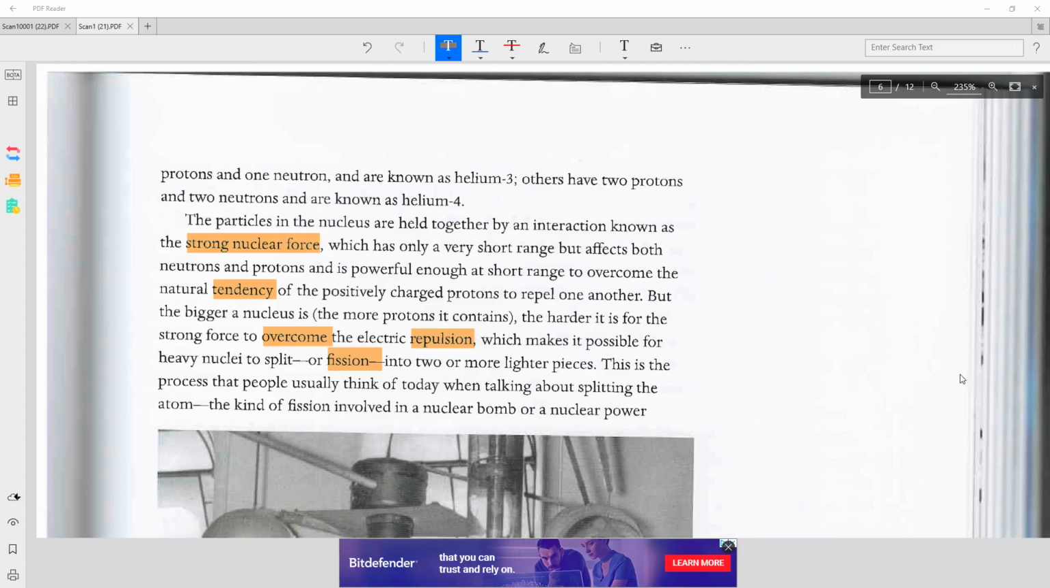The particles in the nucleus are held together by an interaction known as the strong nuclear force, which has only a very short range but affects both neutrons and protons and is powerful enough at short range to overcome the natural tendency of the positively charged protons to repel one another. But the bigger a nucleus is, the more protons it contains, the harder it is for the strong force to overcome the electric repulsion, which makes it possible for heavy nuclei to split or fission into 2 or more lighter pieces.